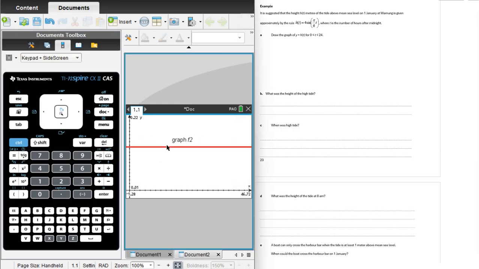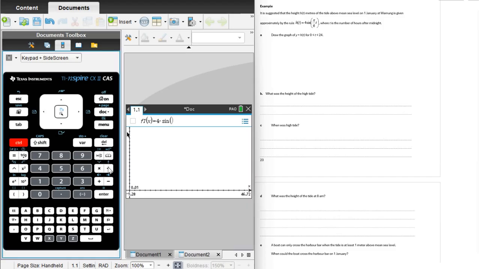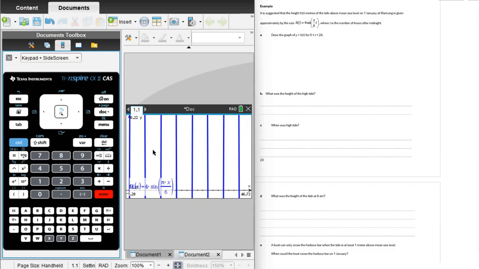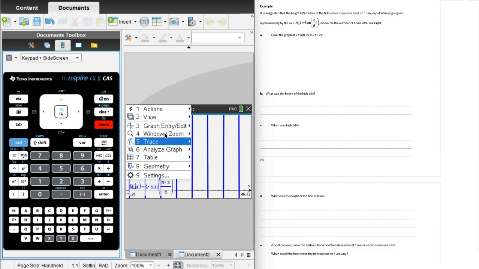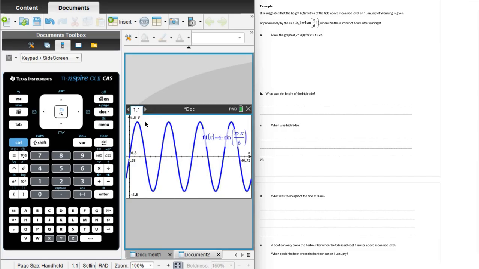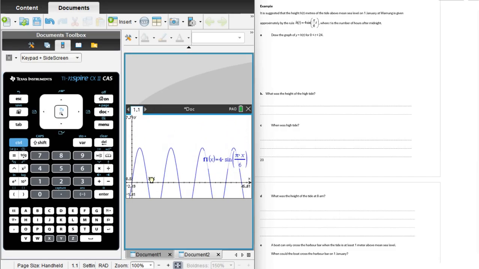Now, in this case, they're wanting your graph just between 0 and 24, and we can get our CAS to do that, right? So I'm going to type in my 4 times sine, get that fraction going. Don't forget with pi, you can just write pi, and I'll do pi times x over 6, and then we've got no vertical translation there. So our mean value is going to be at 0, and now our graph doesn't fit too nicely. So I'm going to do my window zoom and fit to get it to sit nicely.